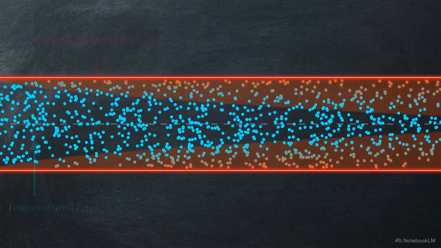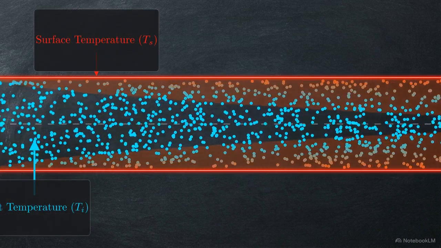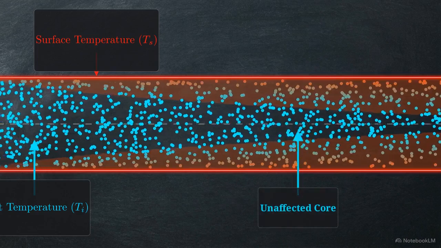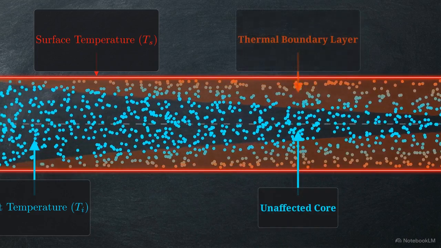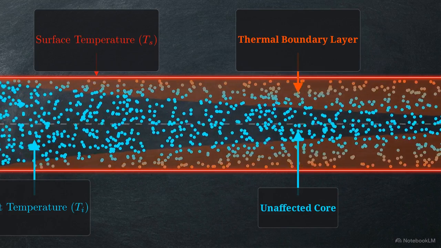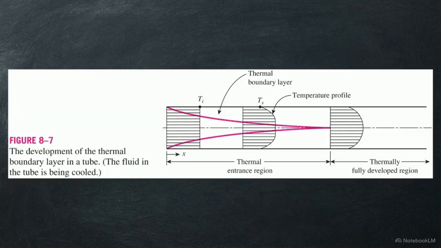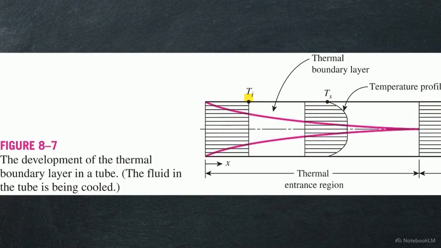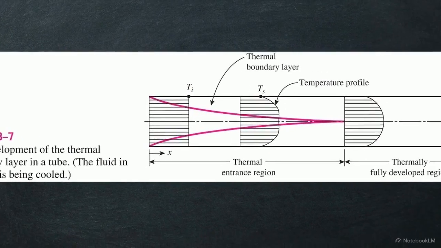When cold fluid enters a hot pipe, it doesn't heat up uniformly all at once. The fluid moving through the center of the pipe remains completely unaware of the hot walls around it during those first few moments. Looking at this diagram of fluid entering a tube, you can see exactly how the process begins. The fluid at temperature T sub I hits the wall, and the heating effect starts at the pipe edges, slowly creeping inward toward the center line.